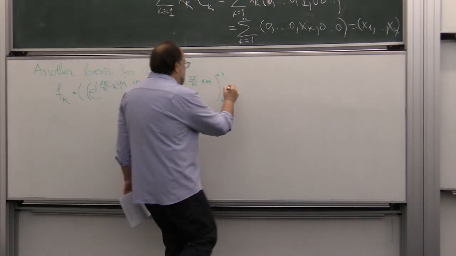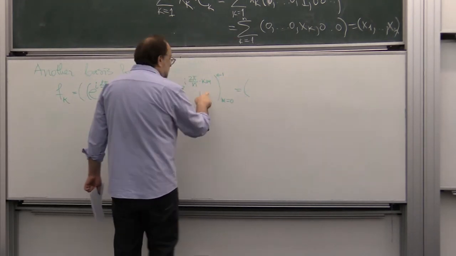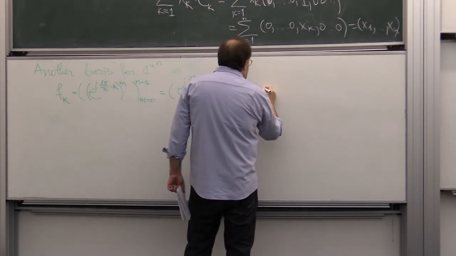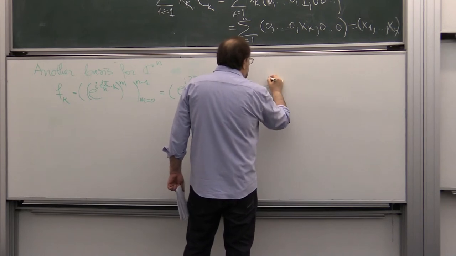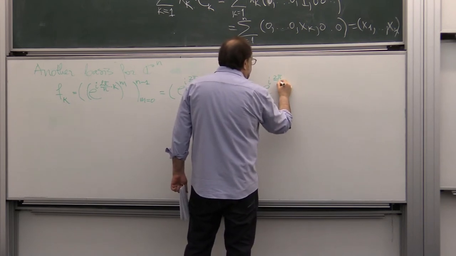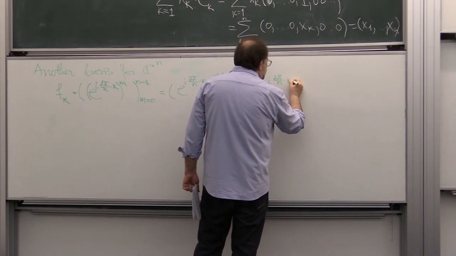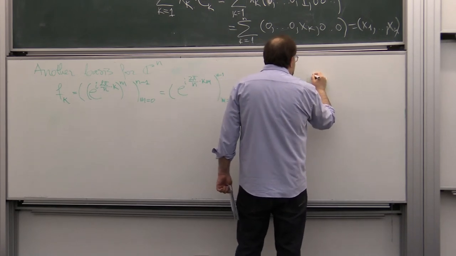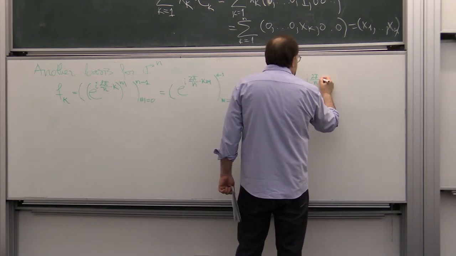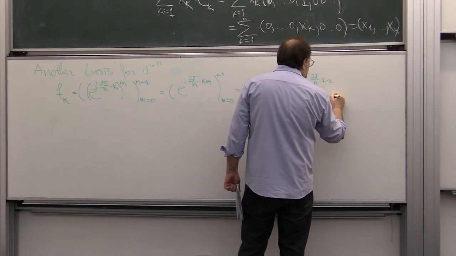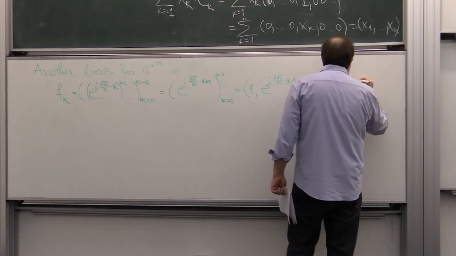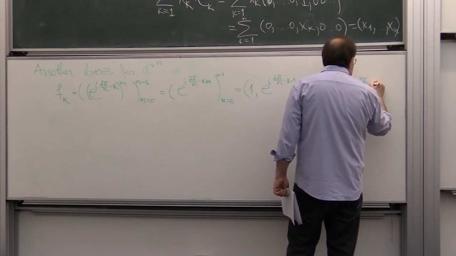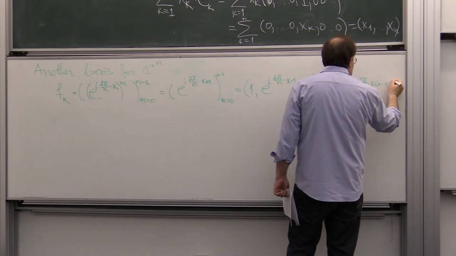So if you want to write it in an expanded form, when m is 0, this is just 1, then the next coordinate is e to the i 2 pi divided by n times k times 1, then e to the i 2 pi divided by n times k times 2, all the way to e to the i 2 pi divided by n times k times n minus 1.